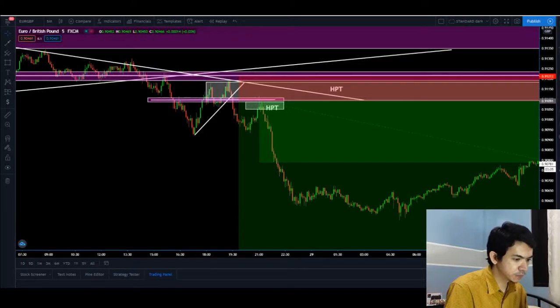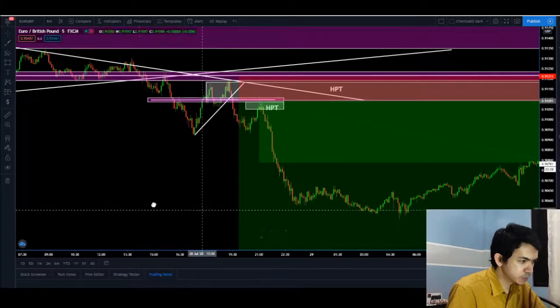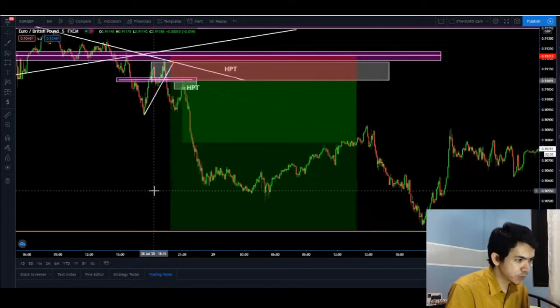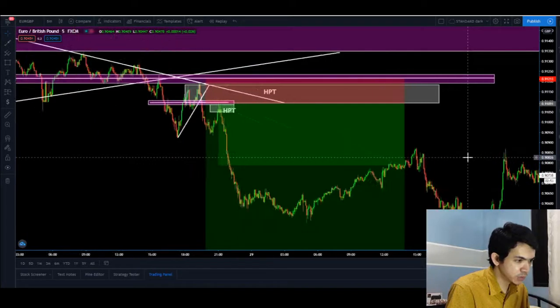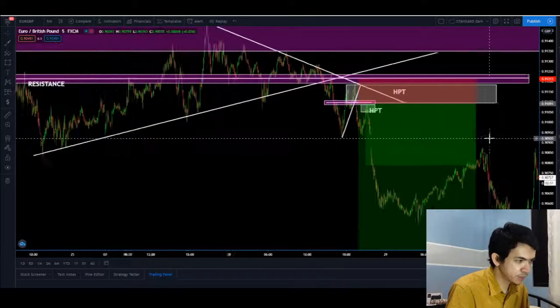So that is how I managed to cut the trade. That is 1:6.